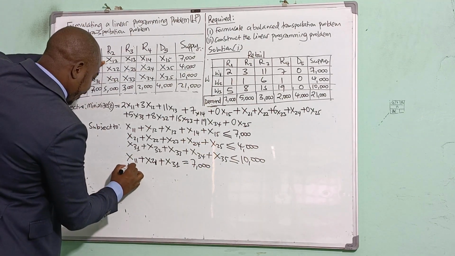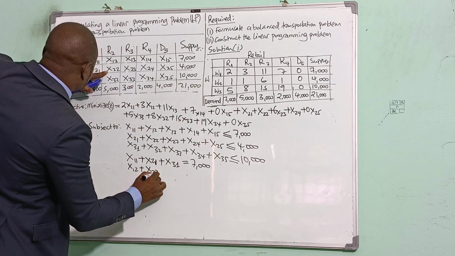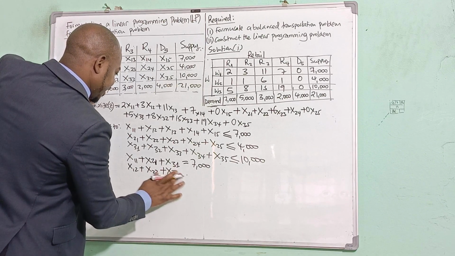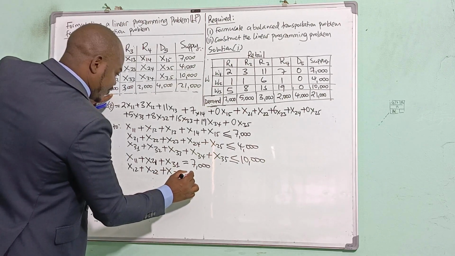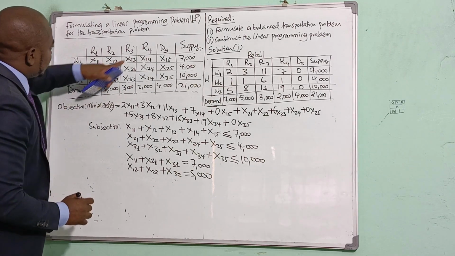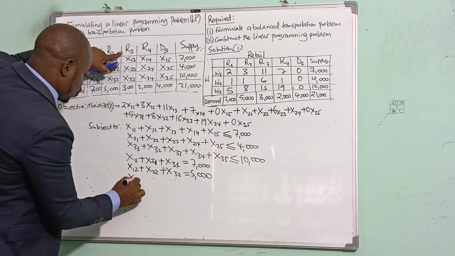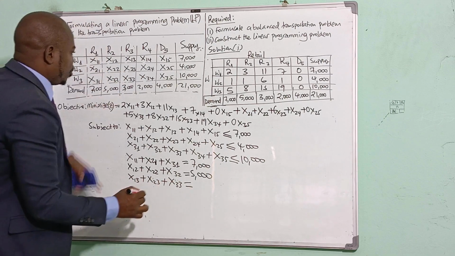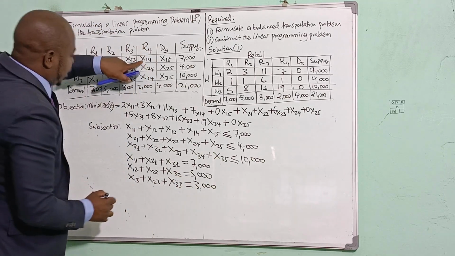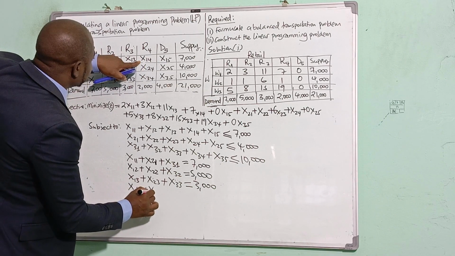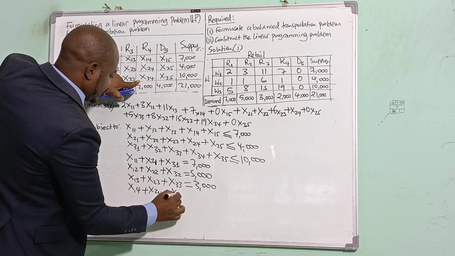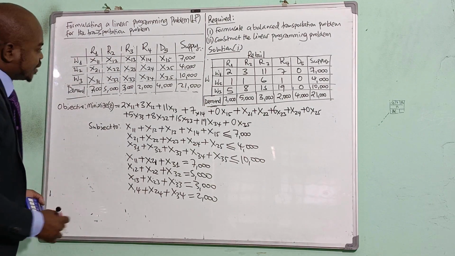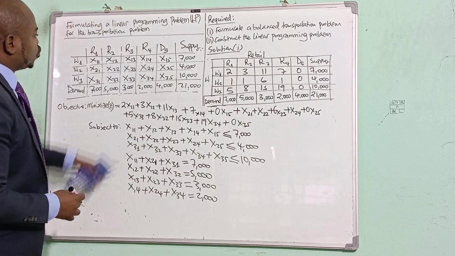All right, and then I come to this one, x12 plus x22 plus x32. Yes, x32 equal to 5,000. Okay, and then we come here. We have x13 plus x23 plus x33 equal to 3,000. Okay, and then we come here, x14 plus x24 plus x34 equal to 2,000. For the dummy, we can put it there for the sake of fulfilling the transportation model, but this demand is not going to be fulfilled.